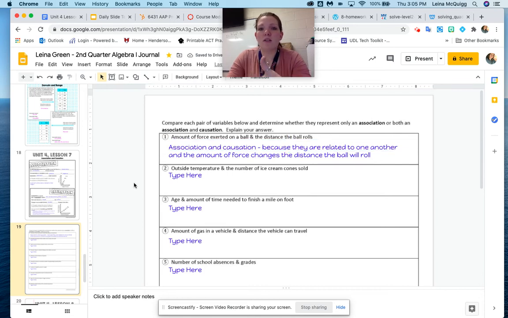All right, so now we have the outside temperature and the number of ice cream cones sold. So does the outside temperature have an effect on the number of ice cream cones sold? Well, maybe. These might be related, right? If it's warmer outside, we might sell more ice cream cones than when it's colder outside. But I would say there's at least association here. These are related to one another. So this is association.